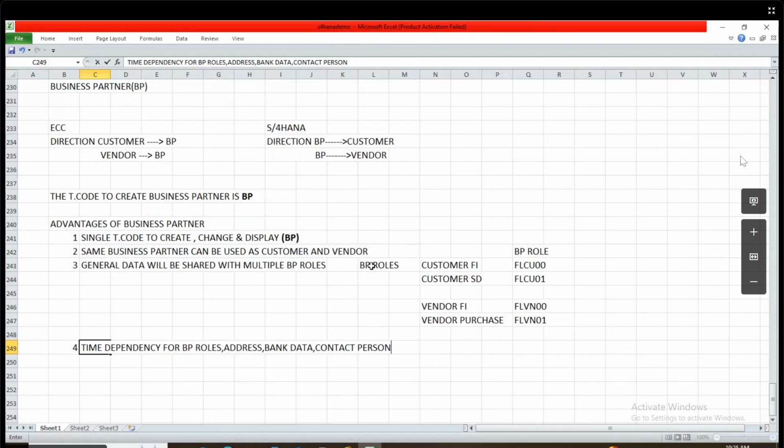Not only address, but bank data too. Last year, what was the bank information? This year, what is the bank information? Like that, contact person, BP roles. So you can have time dependency for these parameters, BP roles. Time dependency means you can maintain validity periods.